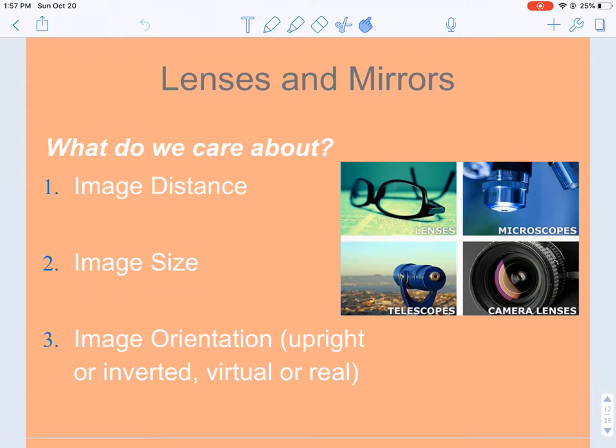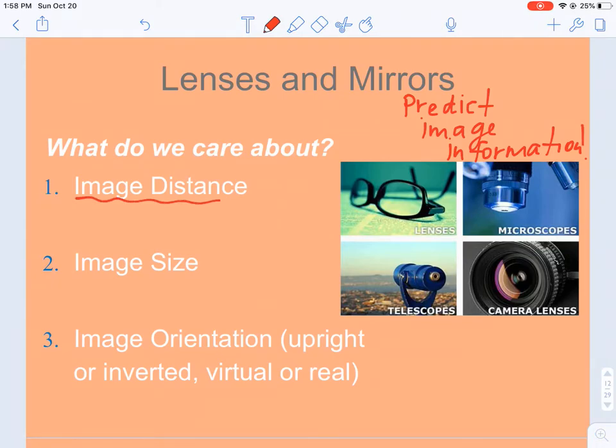Now, we're trying to predict image information. And what we mean by image is, what do you see in the mirror, or what do you see through the lens? So one thing we care about is where the image is. And this is about the image distance. Okay, so where it is. We'll talk a lot more about that in a little bit, because that one doesn't really make a lot of sense right now.